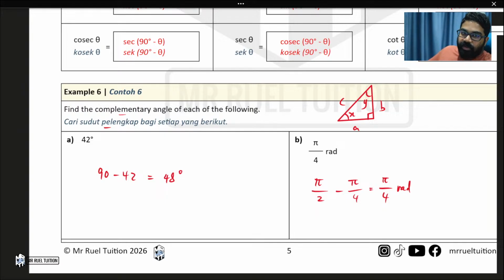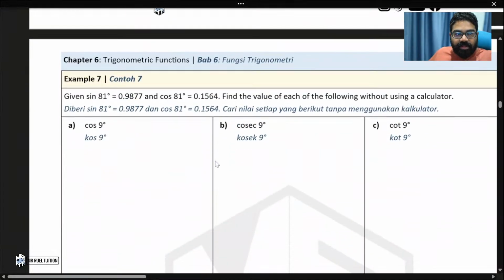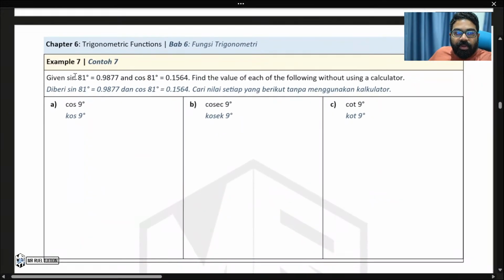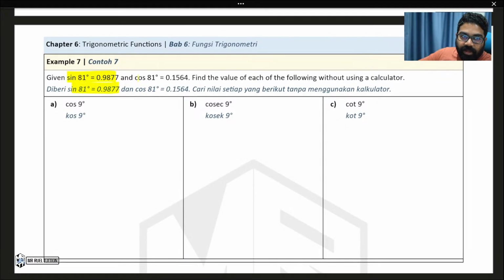Okay, so now we are going to find out the use of this. Kenapa? Macam mana kita boleh guna sudut pelengkap ini? How can we use the complementary angles? It's actually pretty amazing. Okay, tengok sini. So let's say they give you the value of sin 81. Dia bagi nilai sin 81 dan cos 81.